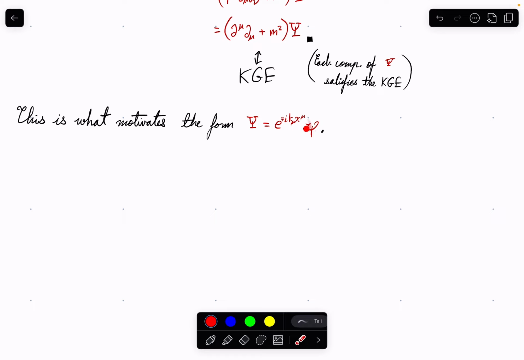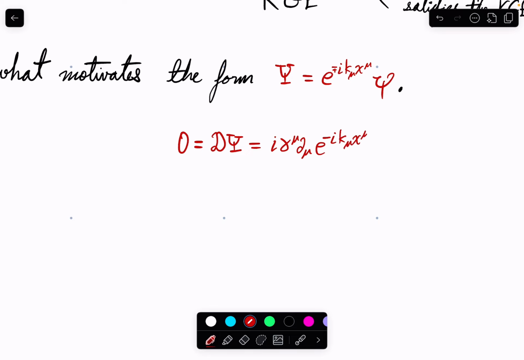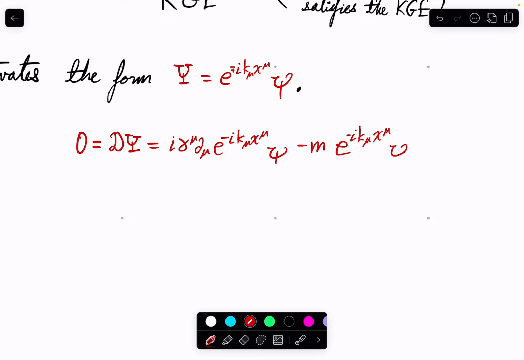So let's actually plug this back into the Dirac equation. So if we have 0 equal to the Dirac operator times psi, this is just i gamma mu partial mu of e to the, and we're just going to stick with the minus here. We're not going to do plus or minus. Psi, and then minus m psi, minus i k mu x mu times the spinor.